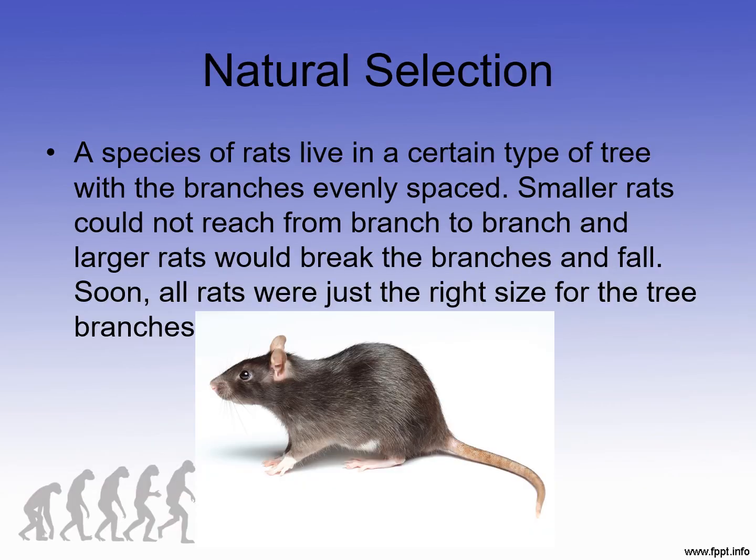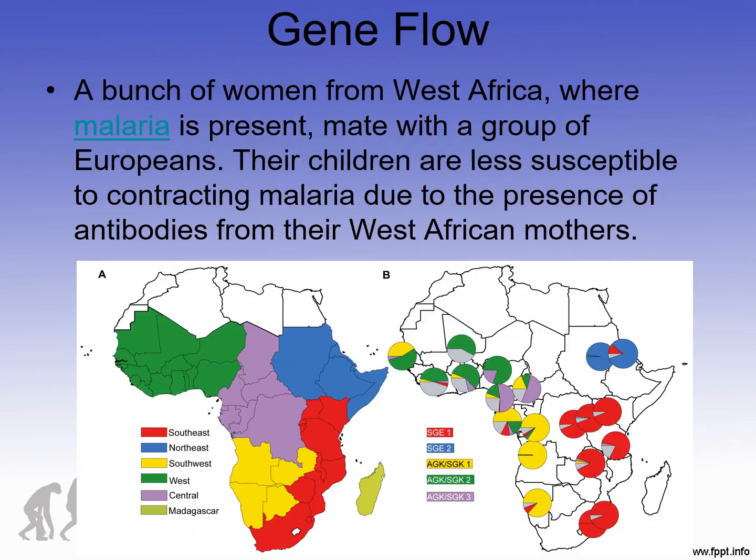So let's just provide a few examples here to cement in the concepts of population genetics and evolution at a population level. If we look at natural selection, to give an example, a species of rats live in a certain type of tree where the branches are evenly spaced. Smaller rats could not reach from branch to branch, and larger rats would break the branches and fall and die. So soon, all of the rats, after a few generations, were just the right size for the tree branches, right? That is natural selection in action, choosing the most fit for the environment.